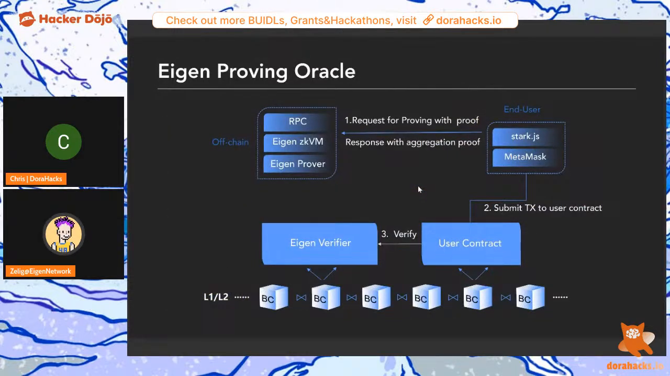And for our product forms, we have two product forms. One is Eigen Proving Oracle. Users can generate a Stark proof through Stark.js or MetaMask and then submit it to our proof service. We will aggregate the proof to reduce the size and generate one proof. After the proof is generated, the user can submit it to the chain and verify it through Eigen Verifier.